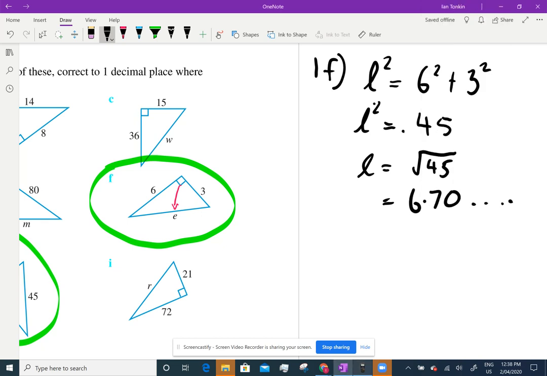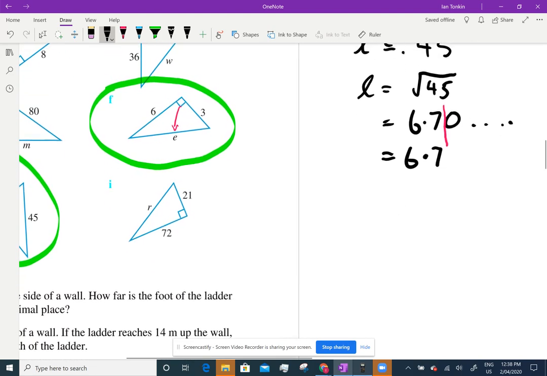6.70, and there were a whole lot of other numbers. For one decimal place, I've got to stop there. So it's going to be 6 point something. Now I look immediately behind the decimal, at the number after that red line. If the number behind that red line is 5 or more, I will make the number in front of it bigger by 1. But it's not. It's 0. So I don't touch it. And I can check the answers because the answers are on the web page. 1F, 6.7.